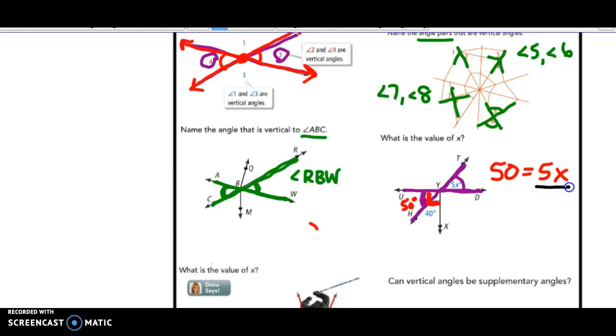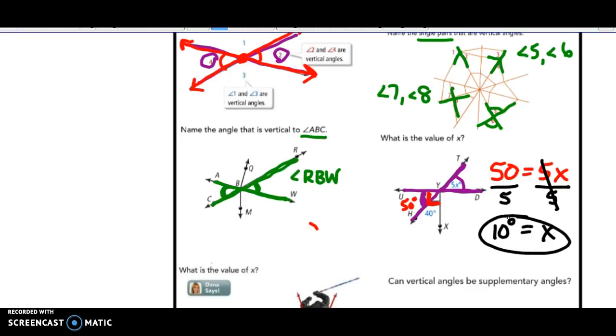If I want to get x by itself, I'm going to divide by 5. Whatever I do to one side, I have to do to the other. So I'm going to cancel those. 5 divided by 5 is 1, which leaves me just with the x. And 50 divided by 5 is 10. So x must be 10 degrees.